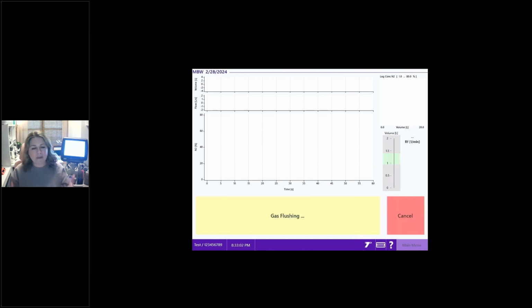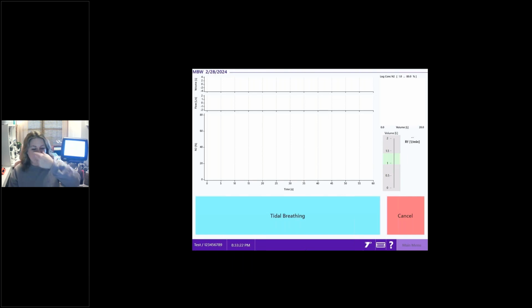During this point, I am still holding on to the handheld for my patient. I really don't hand that over to them until it's time to test. You'll notice a few different things on this screen. One of the most important being that volume in liters graph on the right side of your screen.